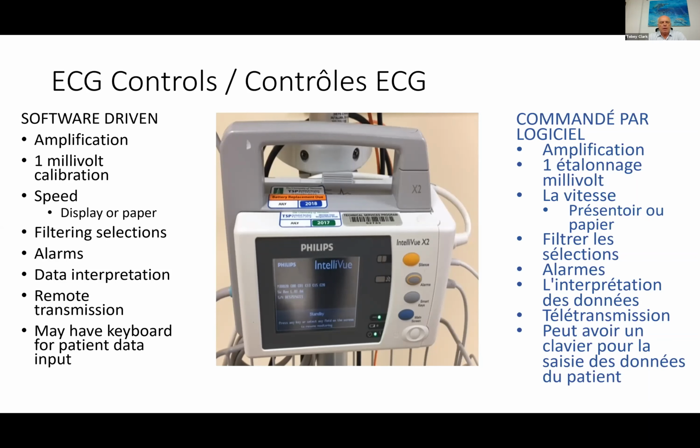You have high alarms, low alarms. You may have alarms for different arrhythmias, for asystole, which is the stoppage of the heart, ventricular fibrillation. These alarms are very important for electrocardiograph. So there's typically data interpretation that will determine when the patient goes into ventricular fibrillation.